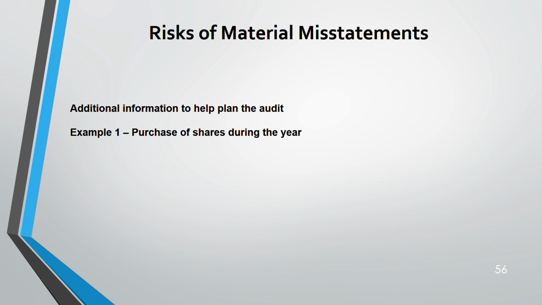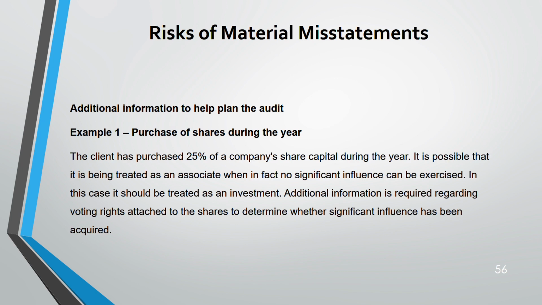Example 1, purchase of shares during the year. How can this help you in audit? So let's say the client has purchased 25% of the shares. According to SBR, just looking at the percentage, how will it be accounted for? It will be treated as an associate. Why? More than 20, less than 50%. Correct, no? But there might be no significant influence exercised. Could happen. Maybe percentage-wise, yes, it looks like an associate. But still, no significant influence can be exercised.